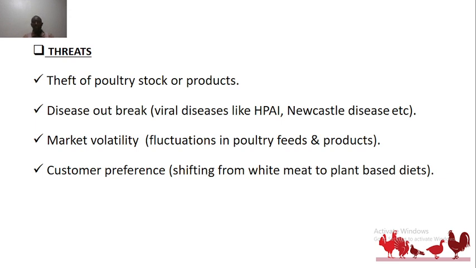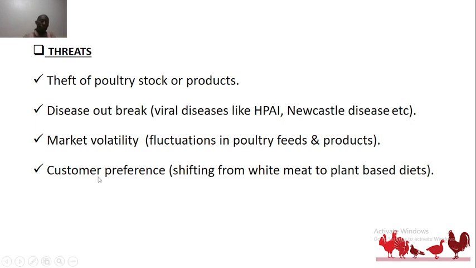For example, we see price changes within poultry feeds. It's not easy. Every week, certain companies keep on changing. They can tell you this time the price is 2,000 a kg, then next week you find that it's 2,500. So if you made your budget for your poultry project, then you find a problem.